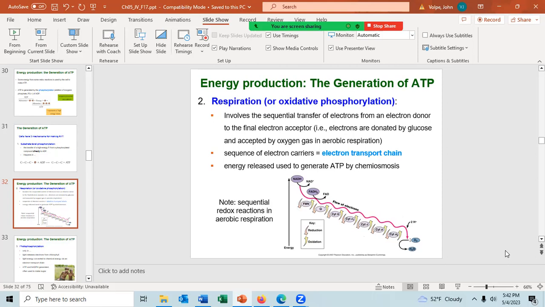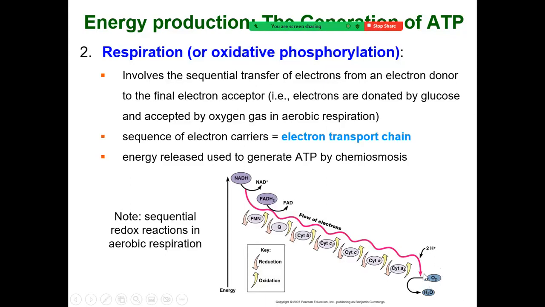The second way that cells can make ATP is by respiration. And it does have another name. You could call it oxidative phosphorylation. Respiration involves a sequential transfer of electrons from an electron donor, where the electron was derived from, to electron acceptors, and there's going to be many of them. And then they'll transfer the electron to another molecule, transfer to another, and another, and then finally transfer to the last electron acceptor. We call that the final electron acceptor. In an aerobic respiration, the final electron acceptor is oxygen that receives the electron.